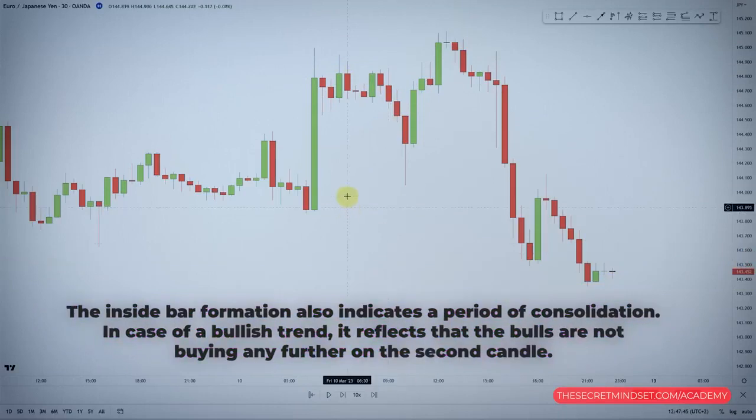The inside bar formation also indicates a period of consolidation. In the case of a bullish trend, it reflects that bulls are not buying any further on the second candle. And this is represented by a small red candle after a strong uptrend.